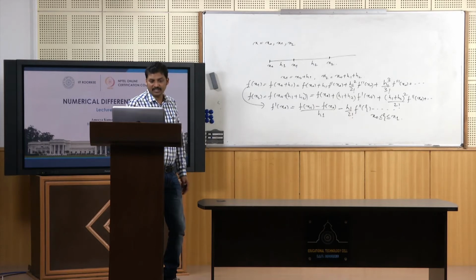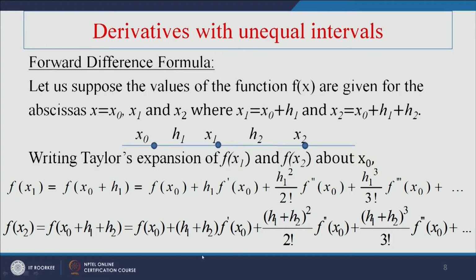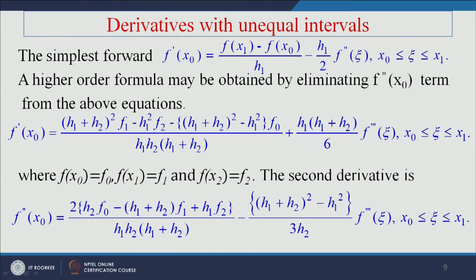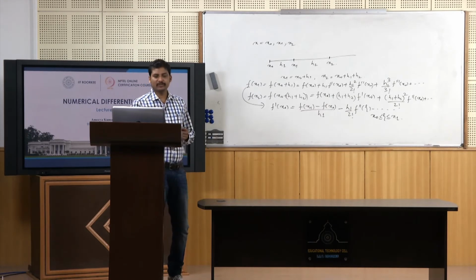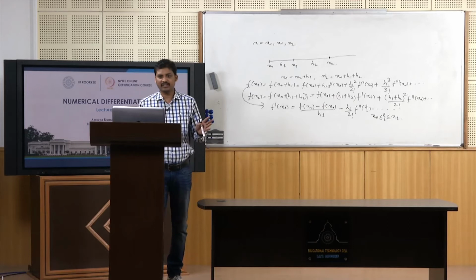So if you eliminate f dash of x0 by multiplying, suppose, h1 plus h2 in the first equation and only h1 in the second equation, and then subtract these two equations after this multiplication, we can obtain the second order derivative in terms of f0, f1 and f2, where all the coefficients involve h1 and h2 only, and higher powers of h are involved with the third order or higher derivatives, where f dash of x0 is eliminated from these two equations.